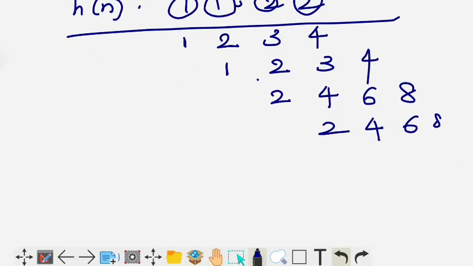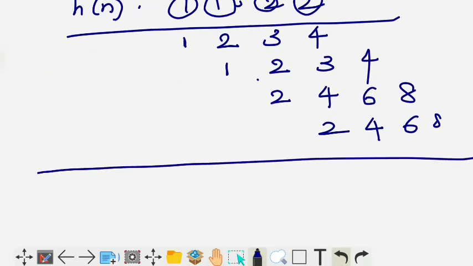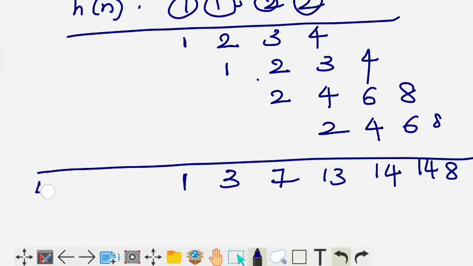Once we have completed this, let's add these elements. Now it becomes 1, 3, 7, 13, 14, 14 and 8. This is the sequence of linear convolution of x of n and h of n.